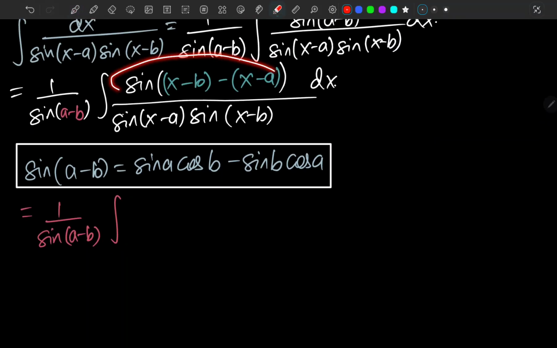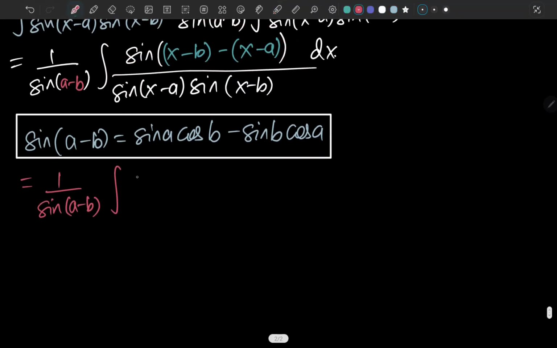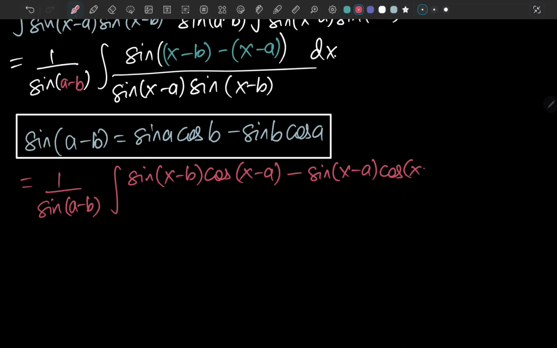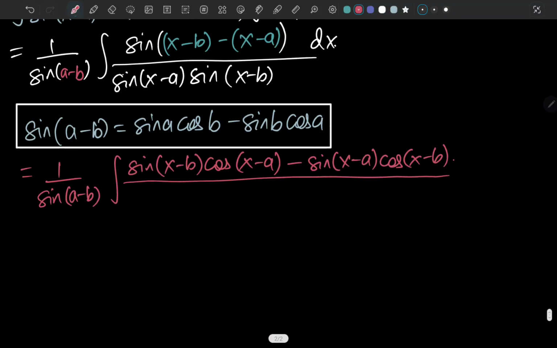Let's open it up. So it's sine of x minus b cosine of x minus a minus sine of x minus a cosine of x minus b. That's how we can open this up: sine a cos b minus sine b cos a. Yeah, that's good, and the denominator as it is.